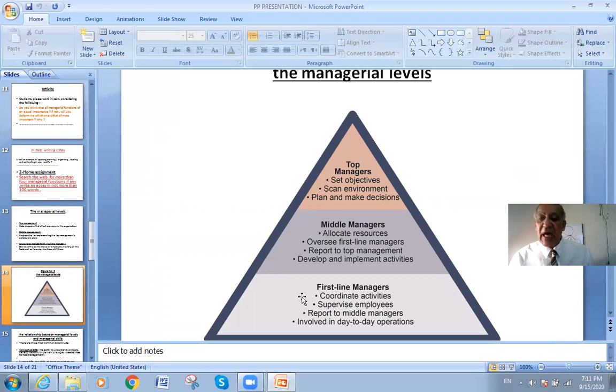You will ask me, how about human resource management? Are they divided like this? Human resource management has levels as well. There is a top manager for the human resource, and there are middle managers for the human resource. This is in very big companies. And there are first line managers for the human resource as well. That's right.